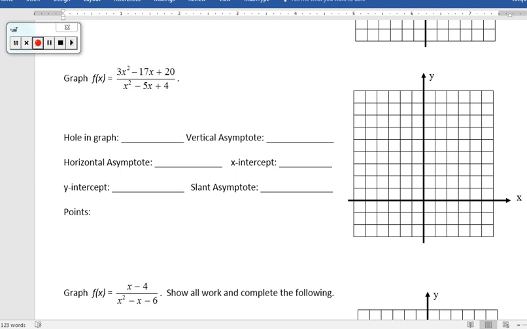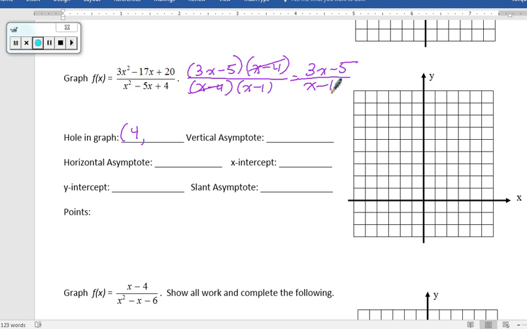Okay, the first thing I noticed here is that my exponents are the same. That's going to open us up for a horizontal asymptote. But let's just see what happens when we start to factor. So the numerator factors into 3x minus 5, x minus 4. The denominator factors into x minus 4, x minus 1. These factors cancel. When we have factors that cancel, we get a hole, the x value of which is going to be, if you set that particular factor equal to 0, 4.